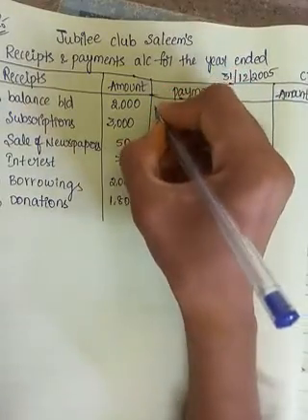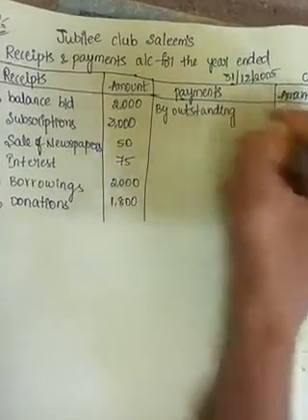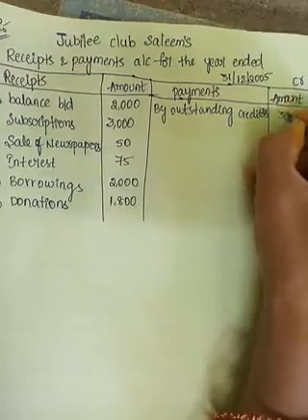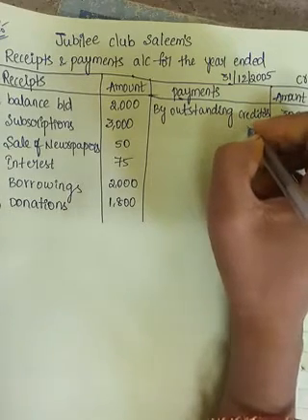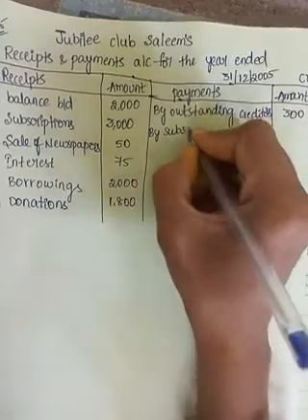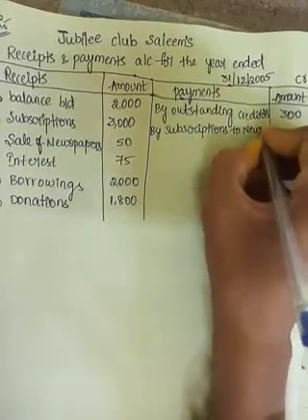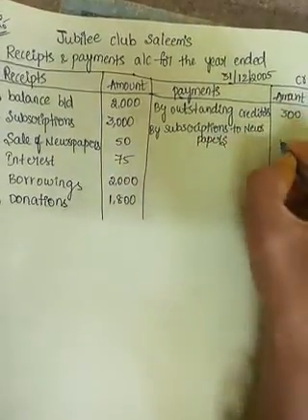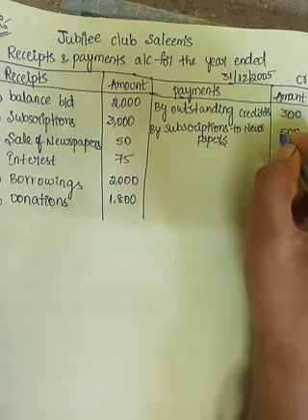By outstanding creditors is 300. Next is by subscriptions to newspapers is 500.